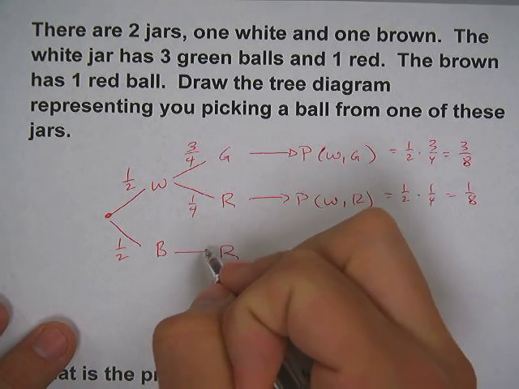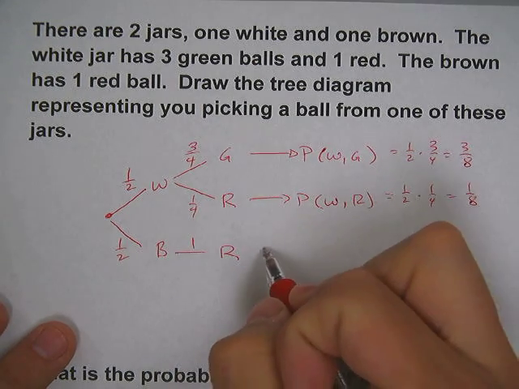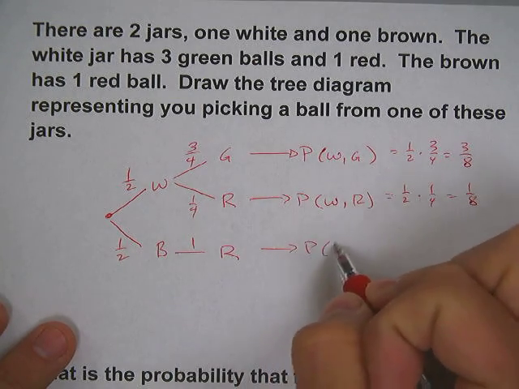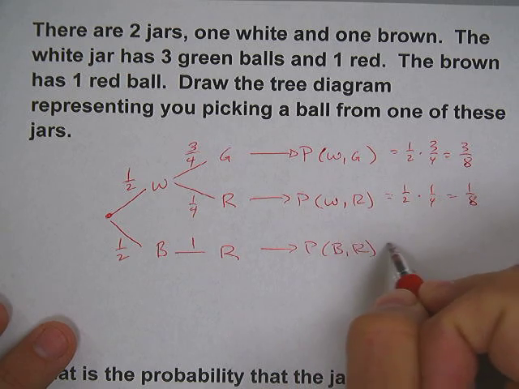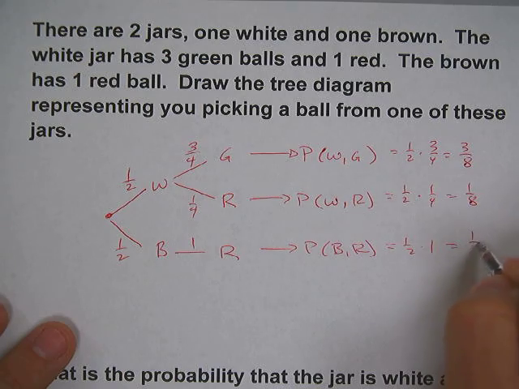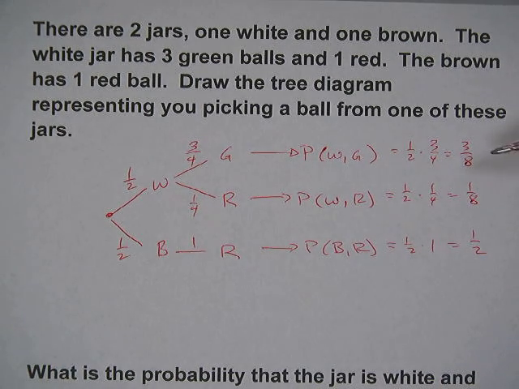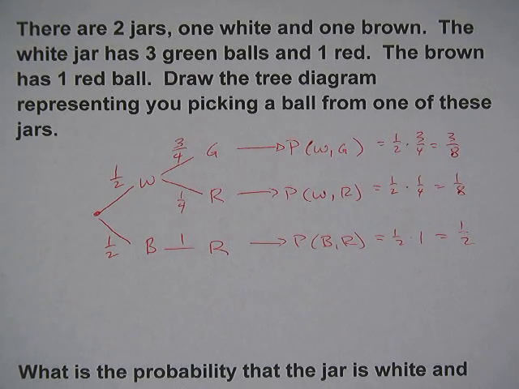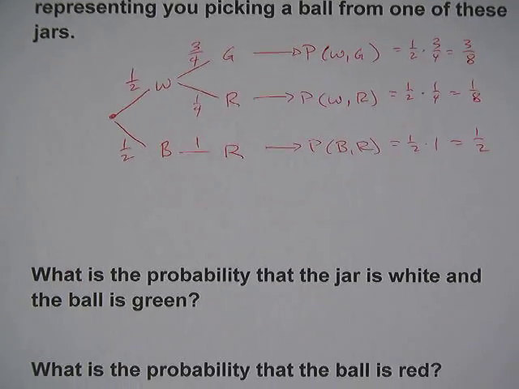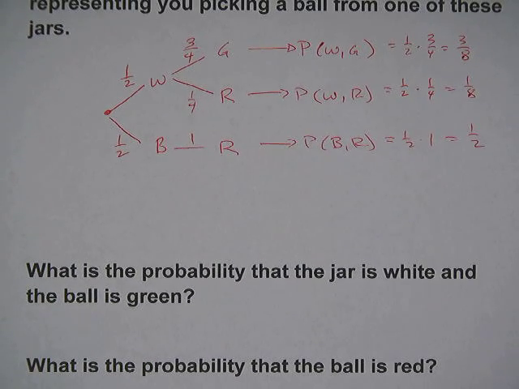Okay, now let's come down here. Now if I pick out of the brown jar, we only have one choice. It says it just has a red in it. So what's the probability then? Well, it's just 1. It's 100%. You're going to do it no matter what. So what's the probability of picking a brown and then a red? Well, that's easy. It's 1/2 times 1, or 1/2. And again, if you notice, 3/8 plus 1/8 plus 1/2 adds up to 1 again.